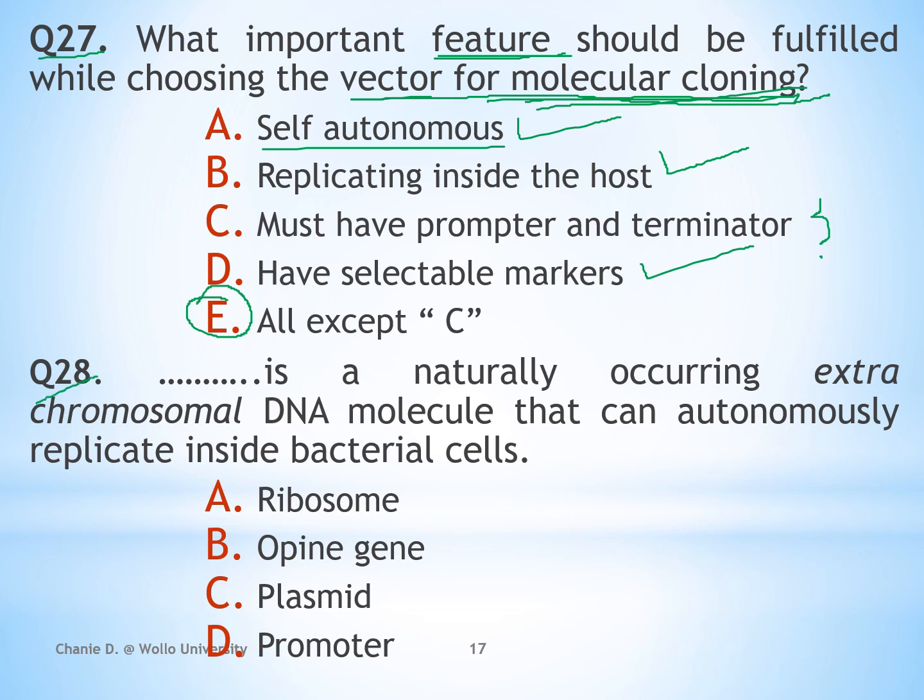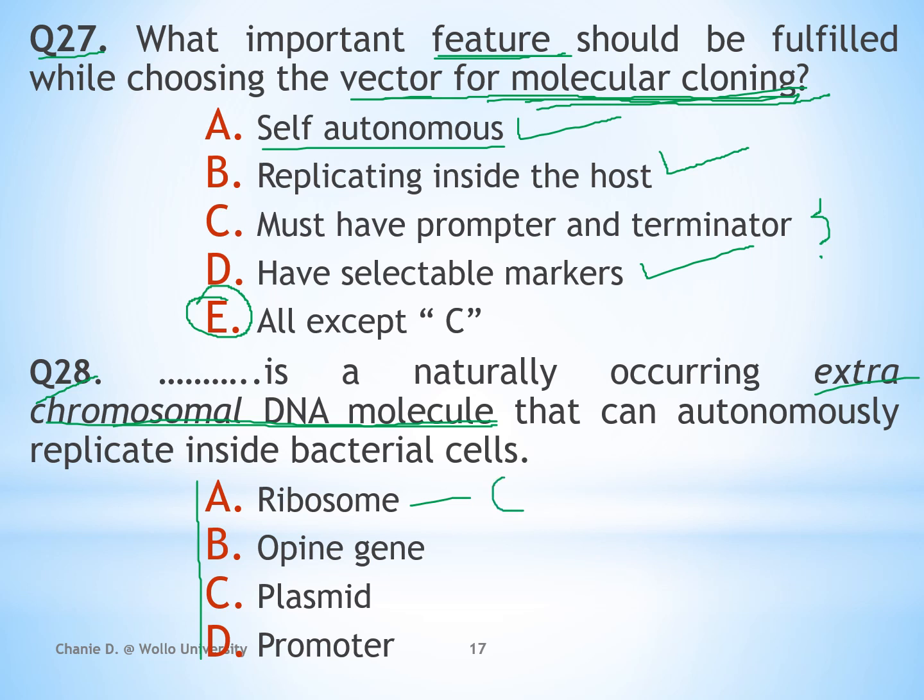Question number 28. This is a blank space question. Blank is a naturally occurring extra chromosomal DNA molecule that can autonomously replicate inside bacterial cell. Here the keyword is extra chromosomal DNA molecule. To answer this question, simply define each alternative.